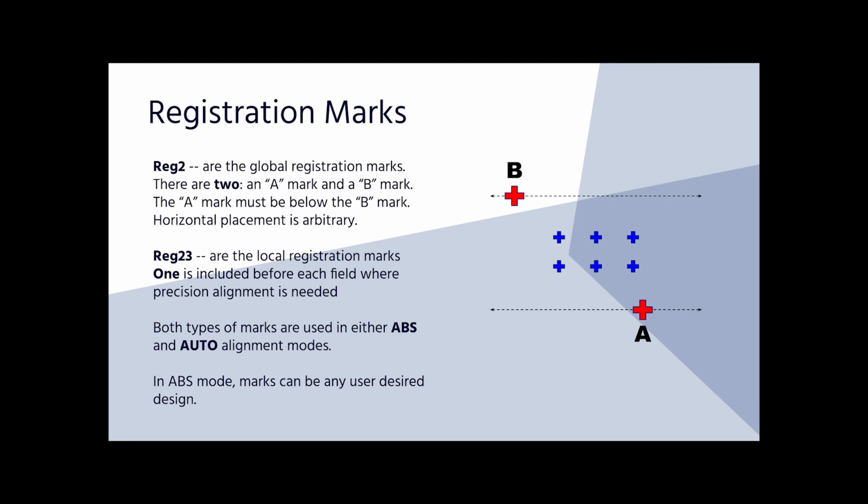These are Reg 2-3 marks. You will need a single Reg 2-3 mark before any field where precision alignment is required. Both types of marks can be used with either ABS or auto modes. In ABS mode, you, the user, are doing the alignment manually. So the shape of the mark can be any feature you desire. You just need to know the design coordinates of the feature you are aligning to.